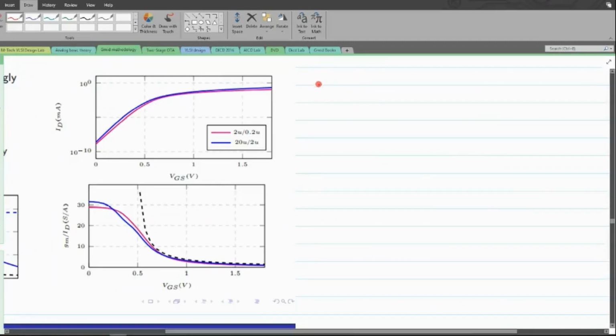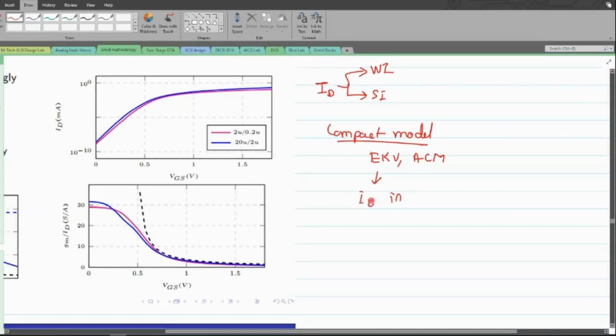Basically, there is a requirement that it has to bridge the current equations that I'm getting from both the weaker inversion and the stronger inversion. So I somehow have to bridge it. So what people did is that they came up with some sort of compact models like EKV. You can just Google and search what this EKV is, and there is also the advanced compact model, which is the ACM. People came up with this kind of compact model in order to create a current expression in the moderate inversion.